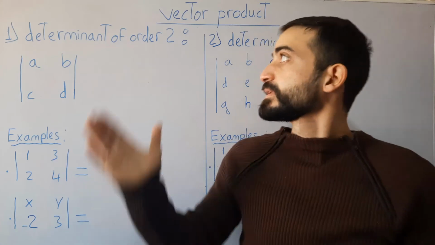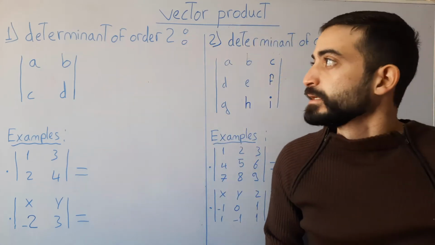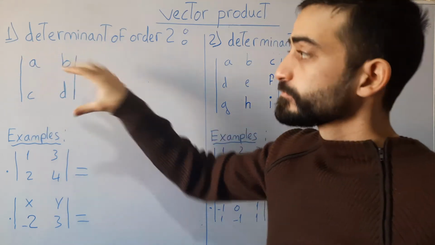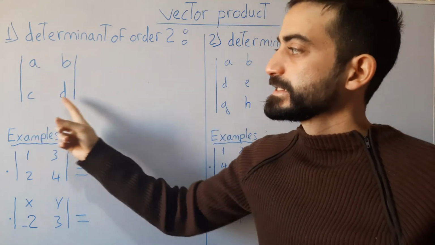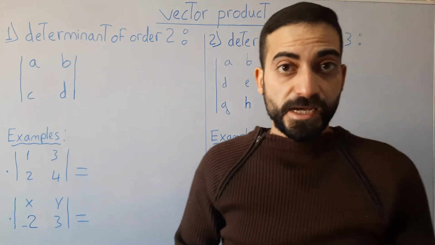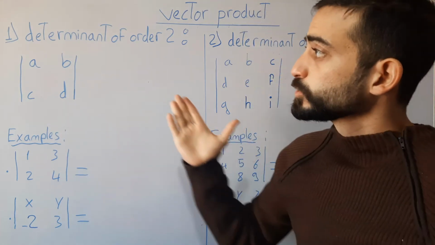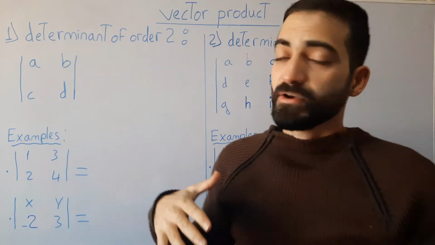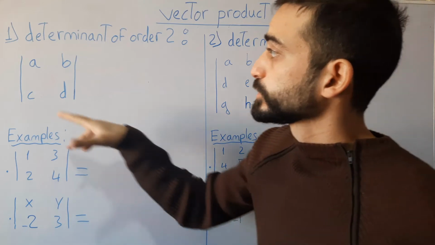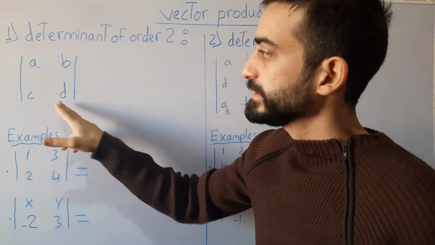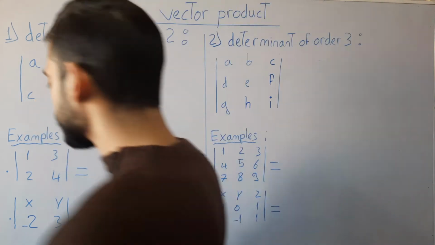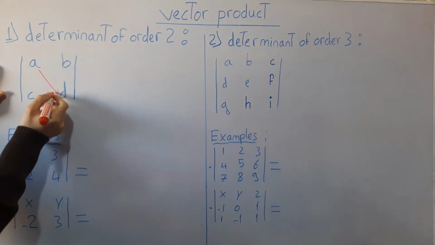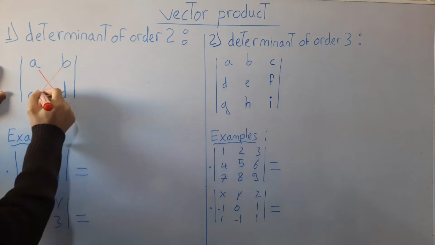Our lesson today, vector product. Determinant of order 2 is of the form where A, B, C, D are real numbers. To calculate the determinant of order 2, we use the following way. We multiply A by D, B by C.